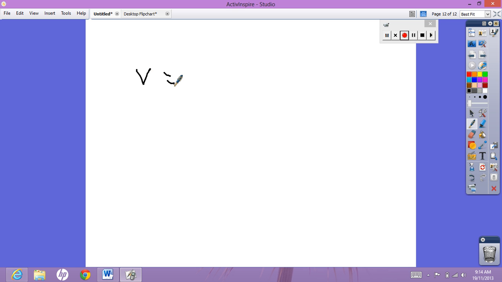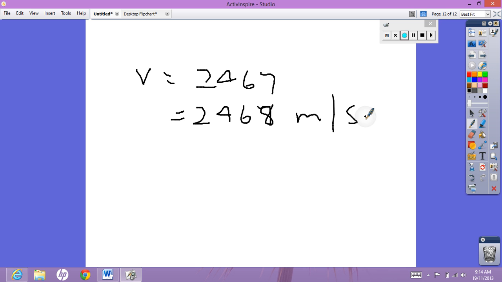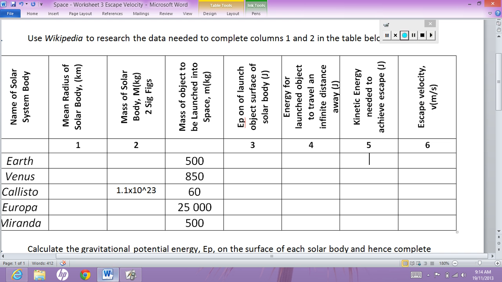Now, remember, this is the velocity squared, so we simply take a square root, and that will give us V equals the square root of that, which is 2467.5. So we'll just round that to 2467.8 meters per second, or 2.467 kilometers per second. Okay, which we can go now into our final column over here.